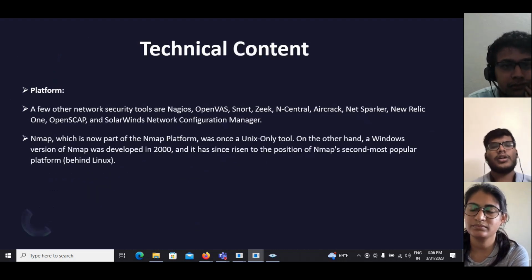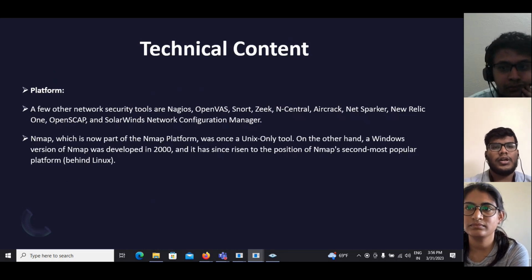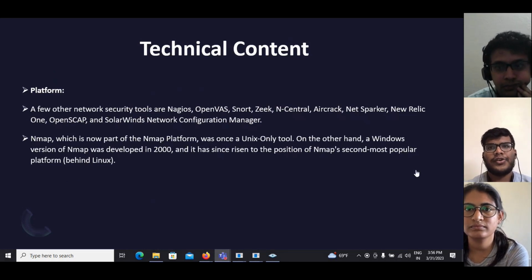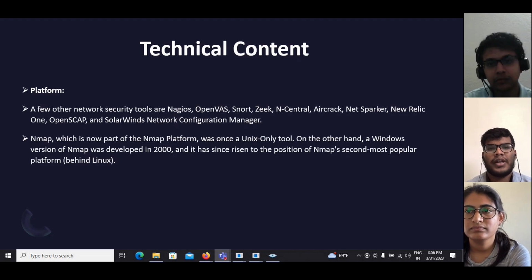Yeah, coming to the technical content of Nmap, Nmap contains a few security tools like Nagios, OpenNMS, Snort, and nControl, and some other tools, which are used to manage and configure the network using the Network Configuration Manager. Nmap is one part of a platform which was first used on the Unix operating system. After that, it was later introduced on the Windows operating system, developed in 2000, and it rose and was positioned as the second most popular platform behind Linux.